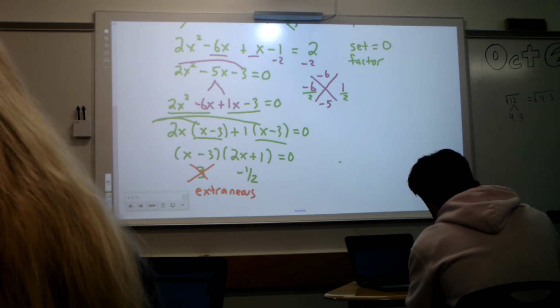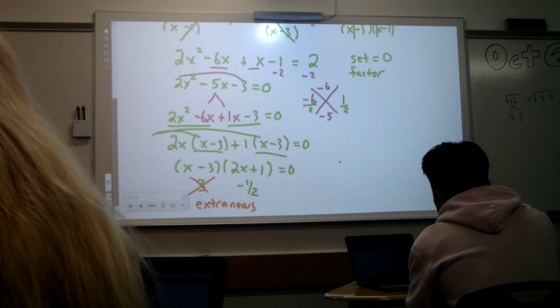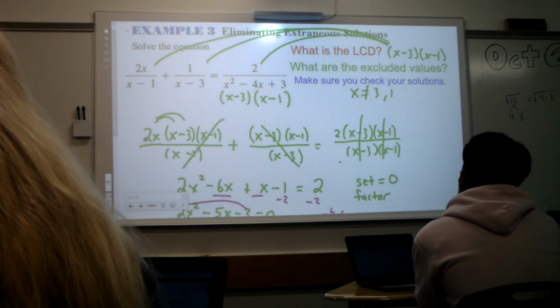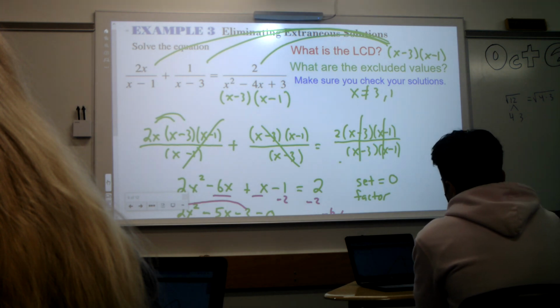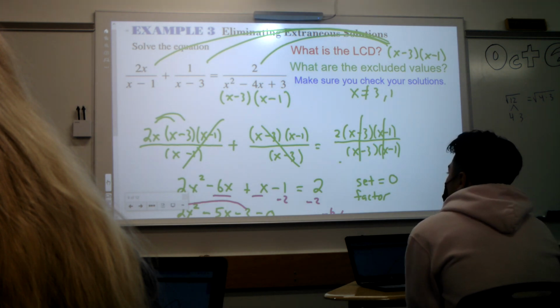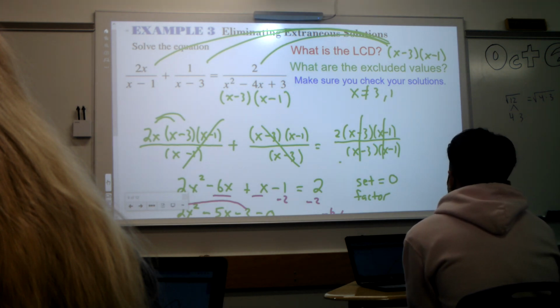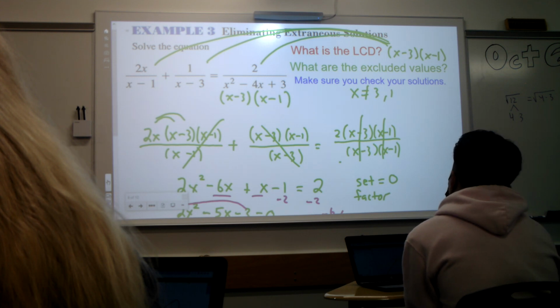Now what about that negative 1/2? Well, I've got two options from here, okay? I could go back to the beginning and I could plug in negative 1/2. Let me show you a different way you could do this, okay? I don't know about you, but I really don't want to plug that in and simplify and see if I get the same thing on the right or on the left.